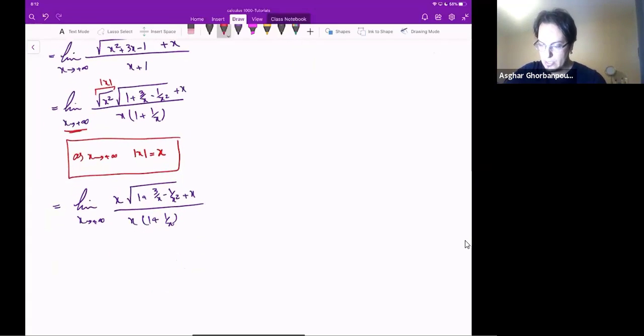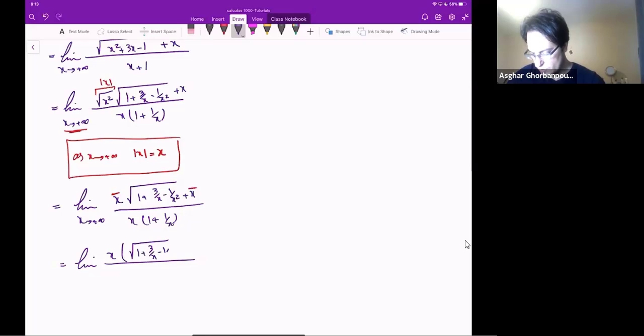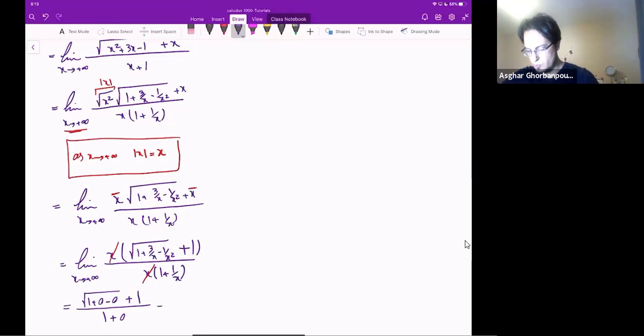Now, you see there is an x here and an x here. I can factor that x out. So limit of x root 1 plus 3 over x minus 1 over x squared, and there's x times 1 plus 1 over x there, as x goes to plus infinity. This cancels with that, and then apply the limit laws. You will get root of 1 plus 0 minus 0, over 1 plus 0 in the denominator. So this will be 2 over 1, which is 2.